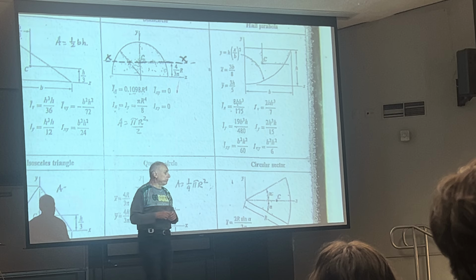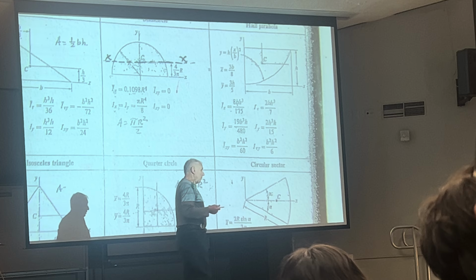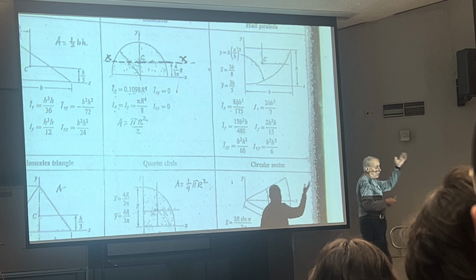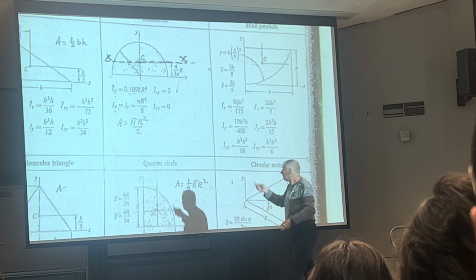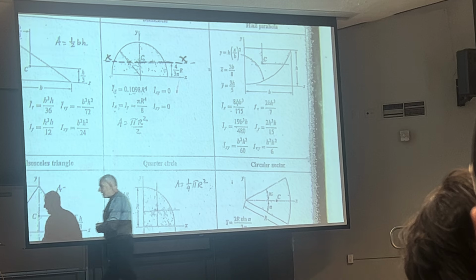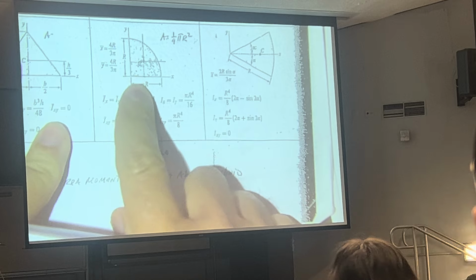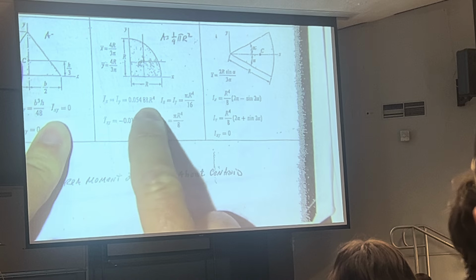0.1098 R to the 4. That equation is not given to you by Hibbler. But the sheet that I'm going to have on Canvas, which you will have during the test, does have it. Same thing with every other configuration. Here's the quarter circle. The I that goes through the centroid is 0.05488 R to the 4.